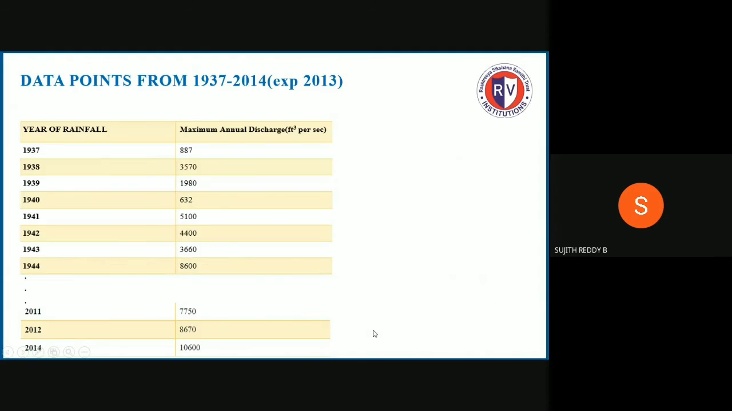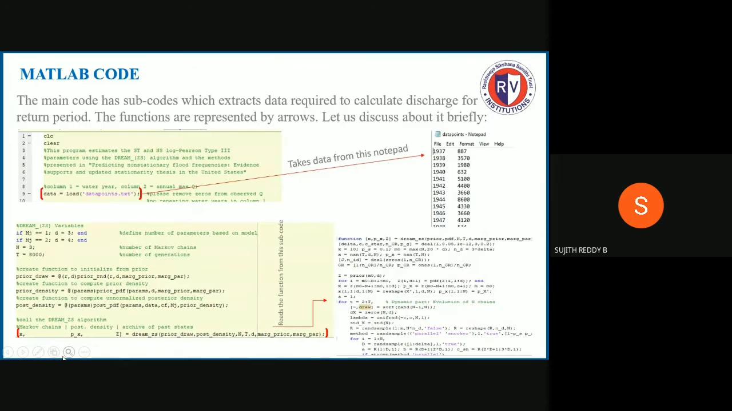Coming to the MATLAB code execution, we have taken some values here. Here the year has been mentioned and the discharge has been mentioned. This is taken from 1937 to 2014. Here a total number of 77 datasets has been taken, and this is the MATLAB code. Here this is the first step, where the data has been taken by loading from data points.txt. Load is nothing but it takes the values from the notepad.